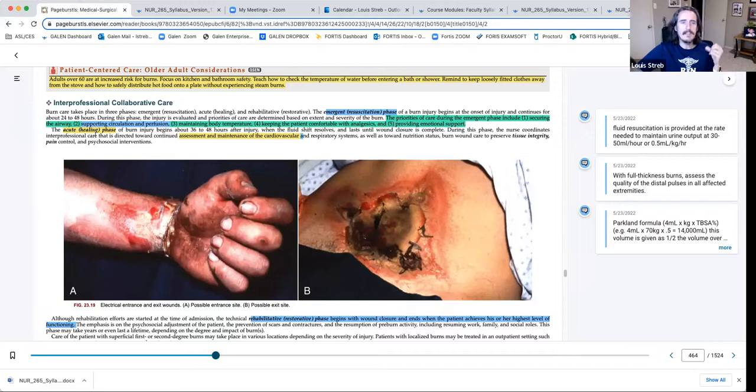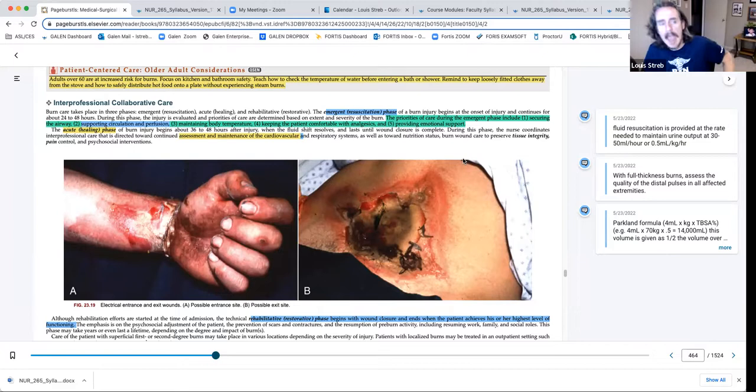During the emergent phase, that's that first 24 hours, fluid resuscitation also starts becoming very important, because what we're trying to do is support circulating perfusion. Your book doesn't talk about the Parkland formula at all anymore. I haven't seen it in the book at all. But for me, let's talk about it.